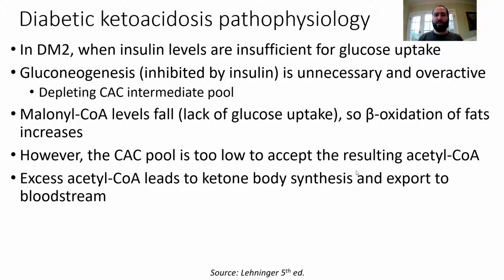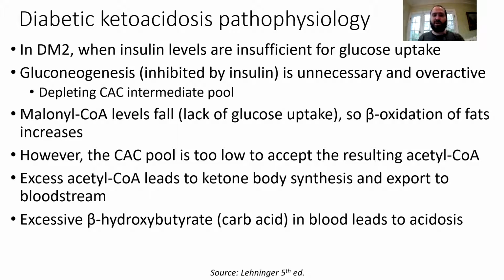And when these get into the bloodstream, there's going to be a buildup of especially beta hydroxybutyrate. This is what leads to diabetic ketoacidosis: an excess amount of carboxylic acid in the bloodstream due to unnecessary ketone body synthesis. That's the pathophysiology of DKA. Any questions here?